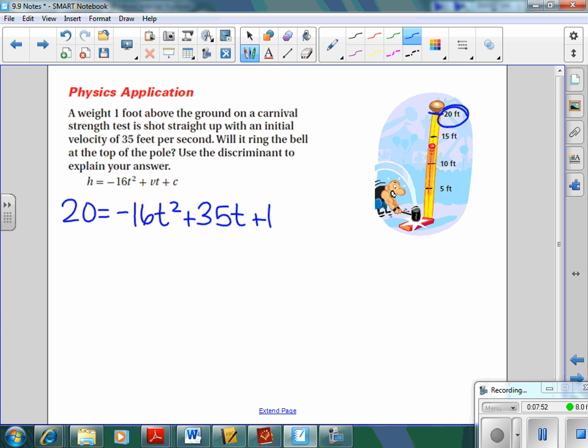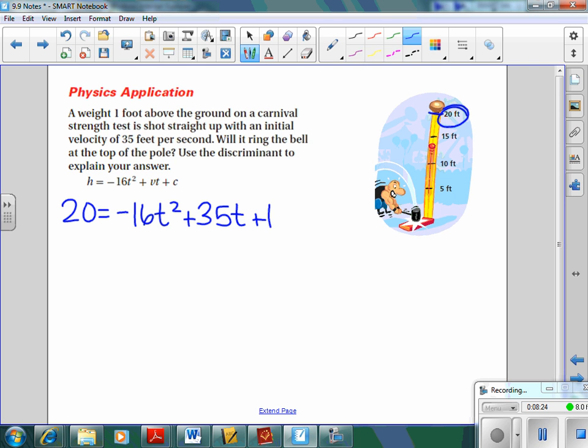Now this problem said use the discriminant to explain our answer. So if we use the discriminant and get a negative number, that means that there are no solutions. That means that there's no value that I can plug in for t to make it go up to 20. If we get 0, that means there's only 1 possibility for t, but we can still get 20. And if we find that the discriminant is positive, that means that there's 2 possibilities for the amount of time that it's in the air.